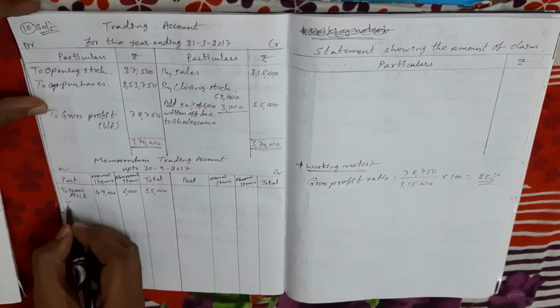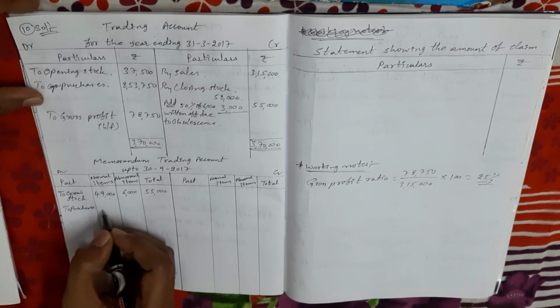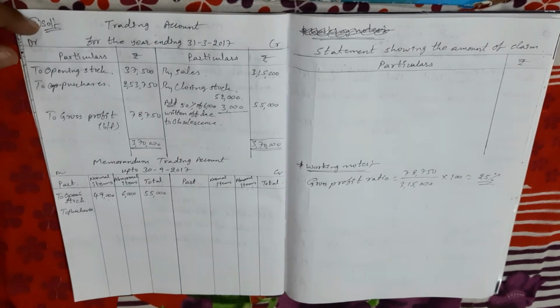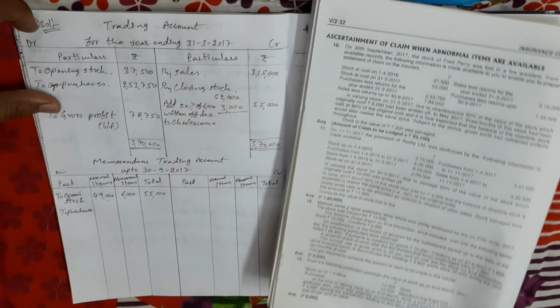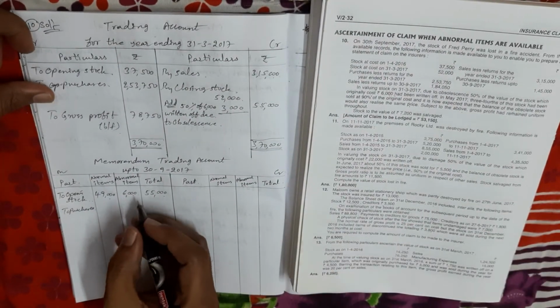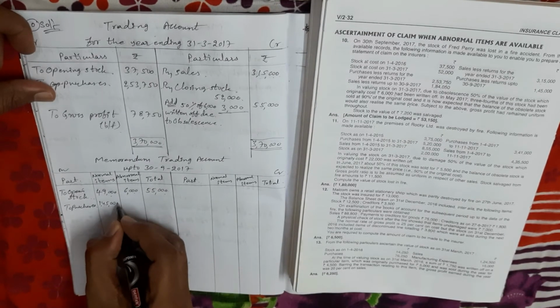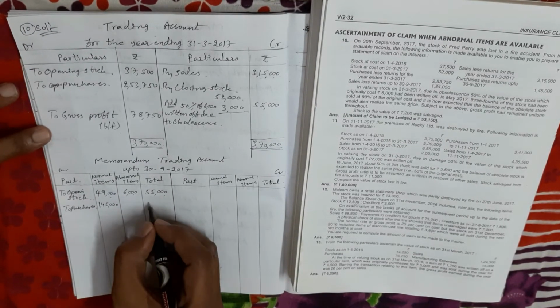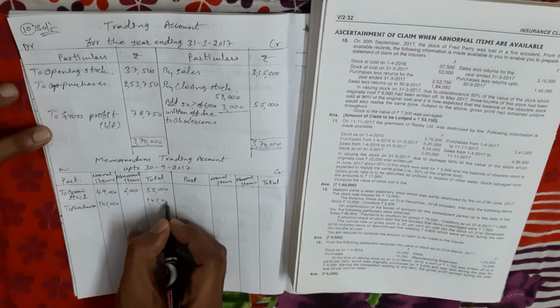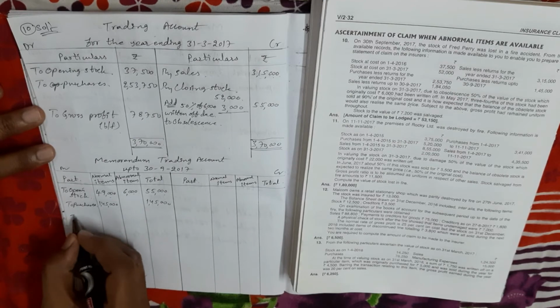Next, purchases. In purchases, how much is the total current year purchase given? 1,45,000. Current year purchases 1,45,000. There is no abnormal items value in this, so directly I am taking 1,45,000 in the normal items column. Next, gross profit.